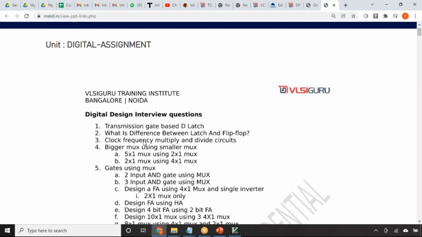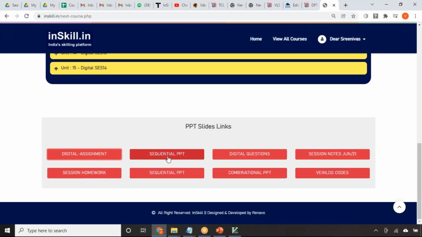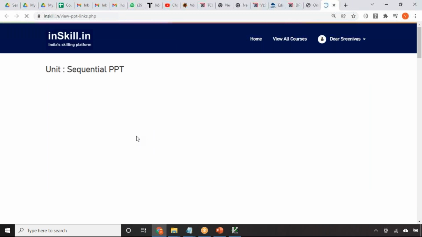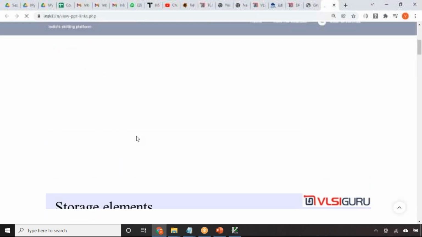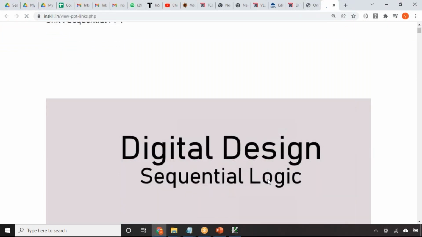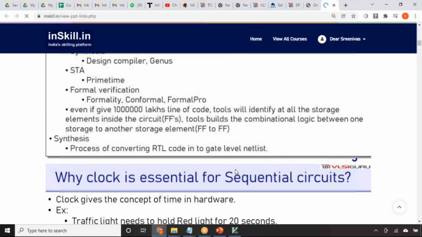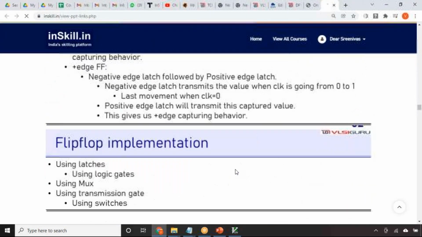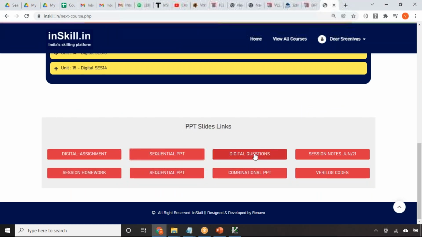We'll be updating that. Other than that, you'll get access to the complete presentation, like the sequential digital design presentation. So you will be getting the complete material here. This is for the sequential logic in digital design. The complete set of presentations you will get here, other than the digital questions.